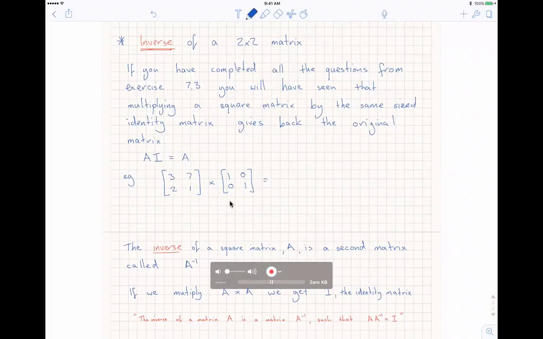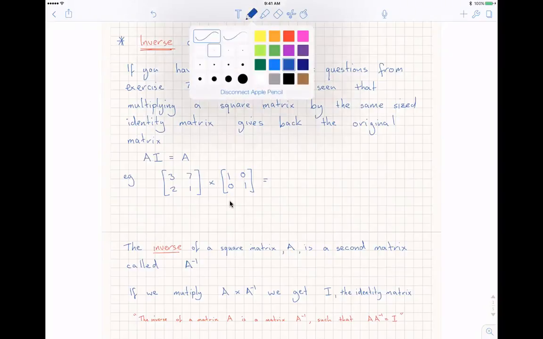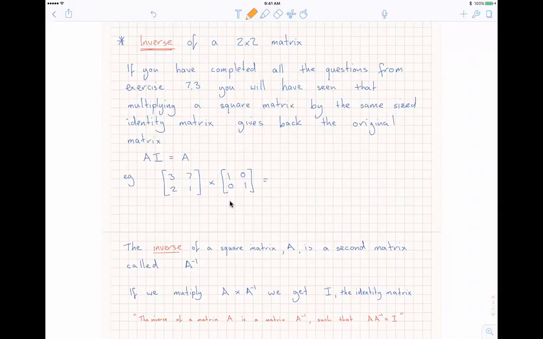So for example, if we have this matrix here, 3, 7, 2, 1, and we multiply it by the same sized identity matrix. Remember, the identity matrix is a matrix where the diagonals from left to right are 1s, and then all other values in the matrix are 0. So if we multiply this, it means we have to multiply this top row by the first column here, so that we have 3 times 1 plus 7 times 0.